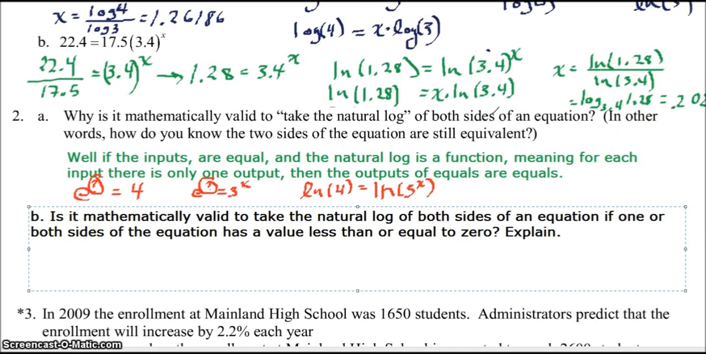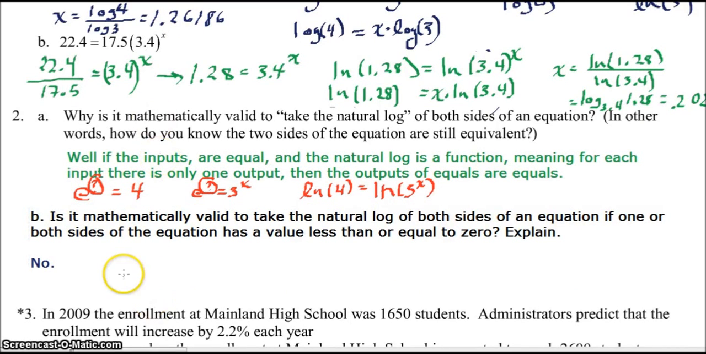Part B, is it mathematically valid to take the natural log of both sides of an equation if one or both sides of the equation has a value less than or equal to 0? So the answer is no. What's the number that we raise e to get 0? Or what's the number that we raise e to get a negative? The answer is there are no numbers.